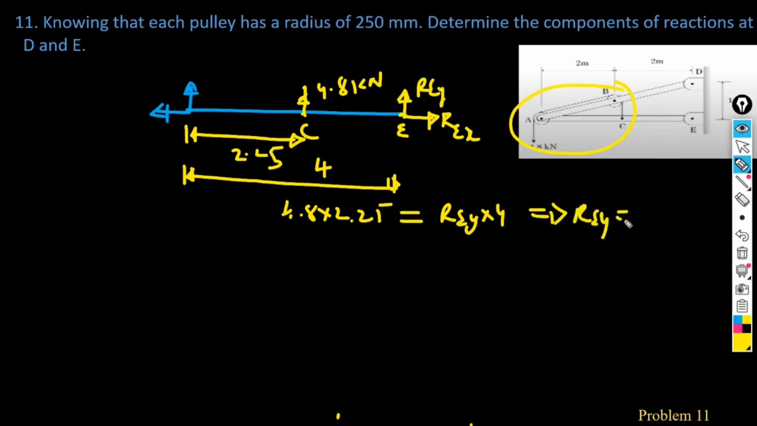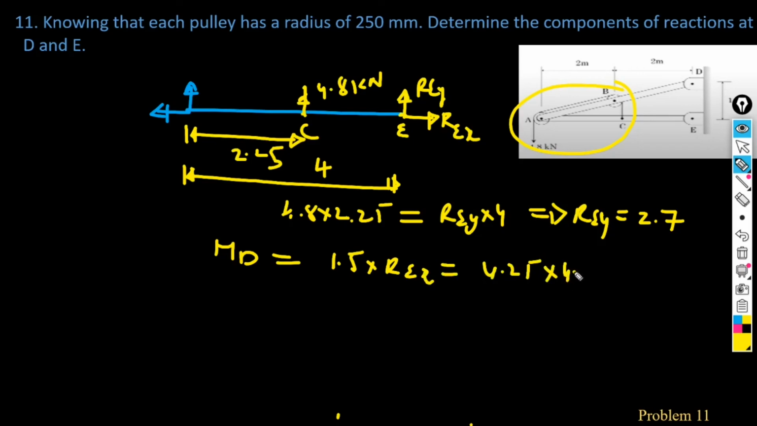Now let's take moment about D. Then 1.5 into REX is equal to 4.25 into 4.8. Then REX is equal to 13.6. For the reactions at D, from force equilibrium you can find the horizontal reaction at D, and the vertical reaction is equal to 7.5 kilonewtons. Get it from here.